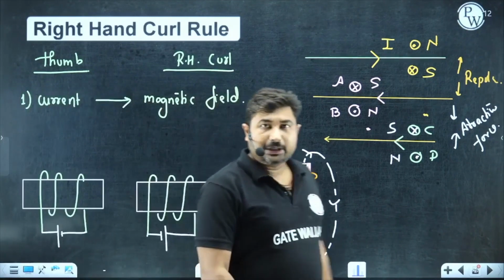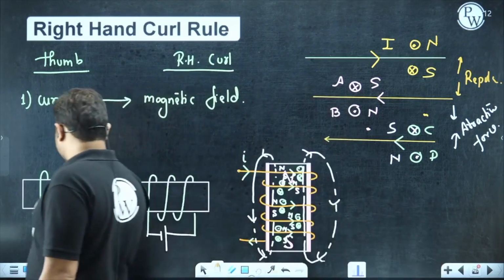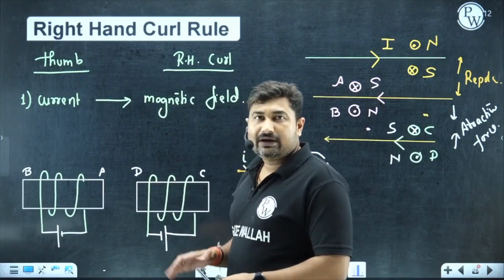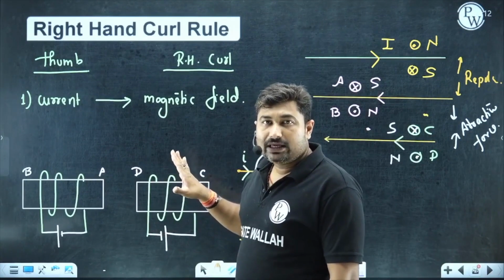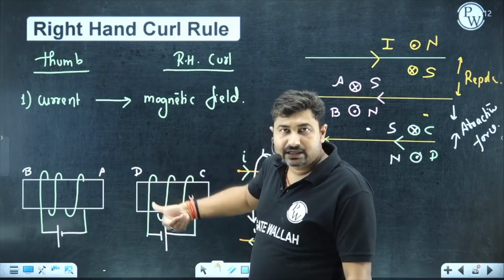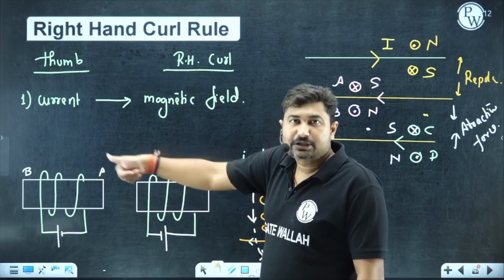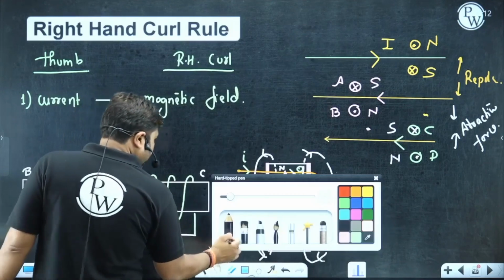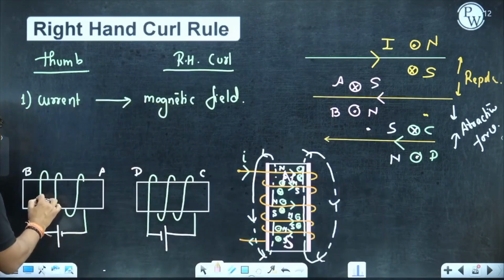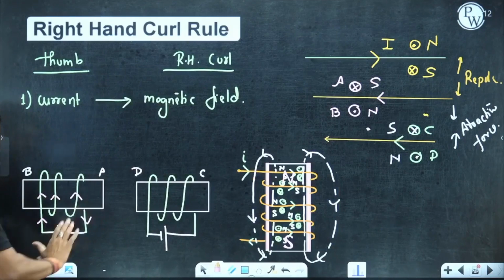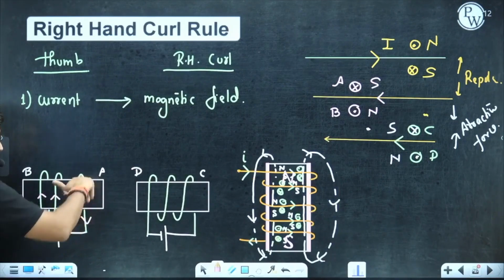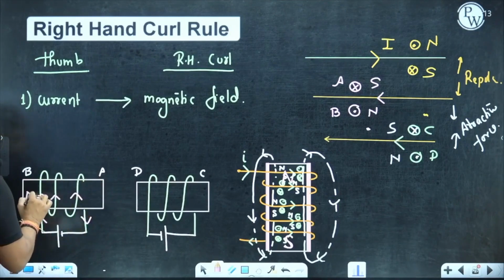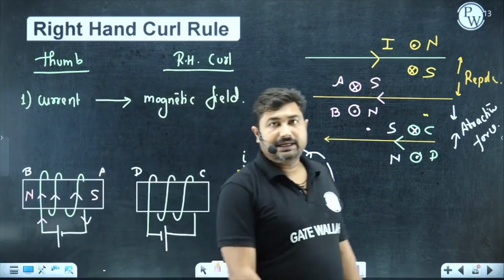Can you mark the polarity of north and south in terms of AB and in terms of CD? This is what we call an electromagnet. We are all aware, if the current flows in a coil in the direction of the right hand curl, then the thumb represents the direction of the magnetic field. Here the current is flowing in the direction of the right hand curl, so B is north and A is south.